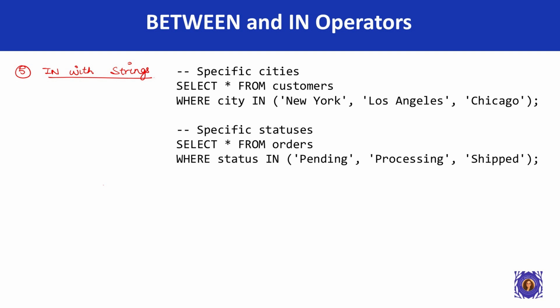To retrieve customers residing in New York, Los Angeles, or Chicago, you would list these city names within the IN clause. This also applies to filtering orders by specific status values such as pending, processing, or shipped.